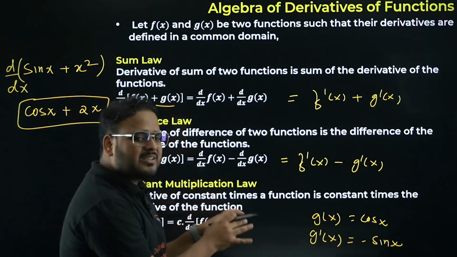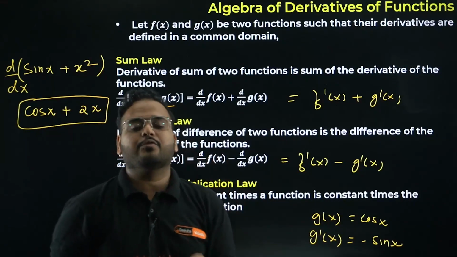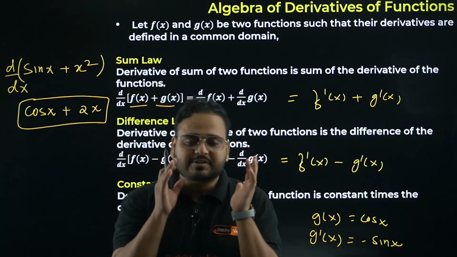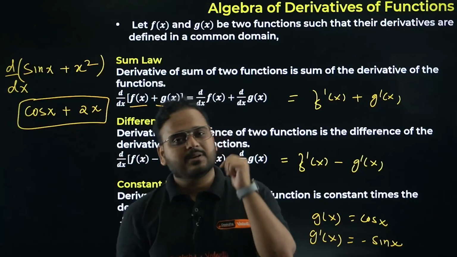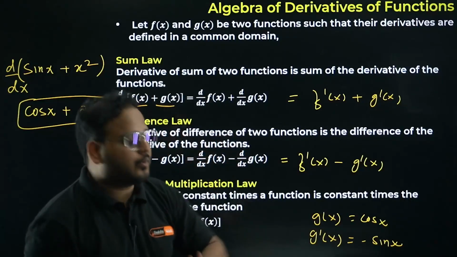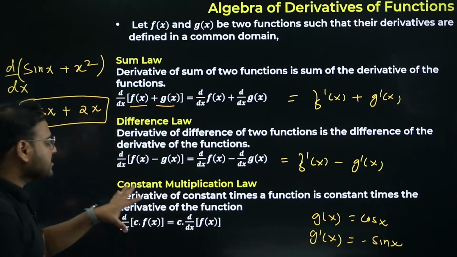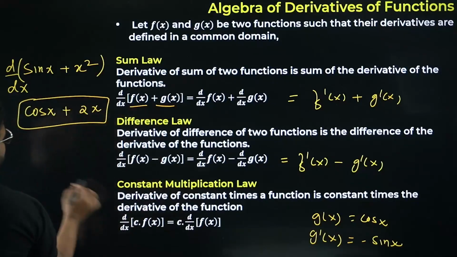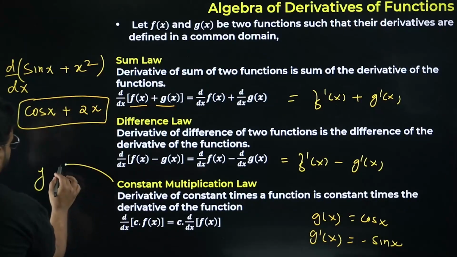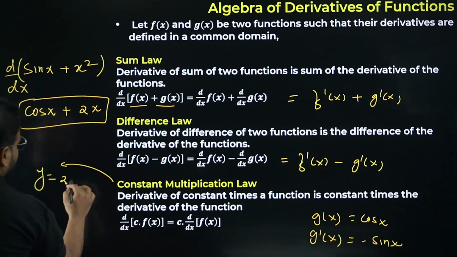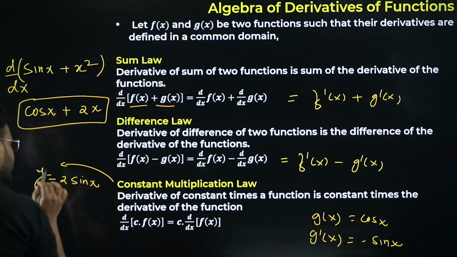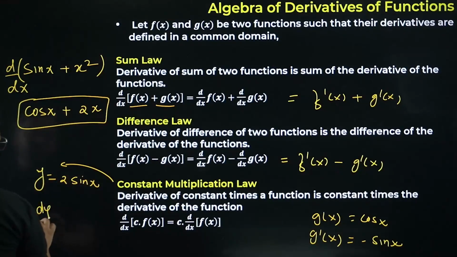I know these are very basic ones, but if any one of you is not able to understand, it's very important for me to explain this concept even from the very basic level. I hope you all understood that. Now constant multiplication. Let's say I have a function given to me for this particular case, y equal to 2 sin x, and I want to differentiate this.